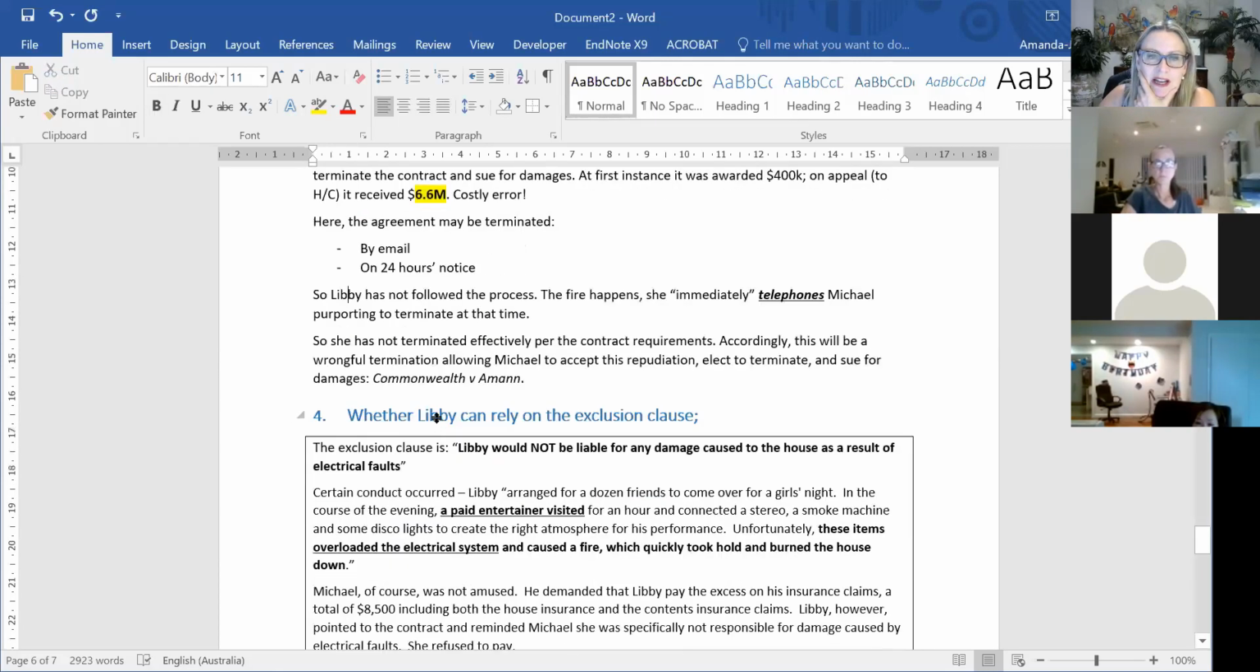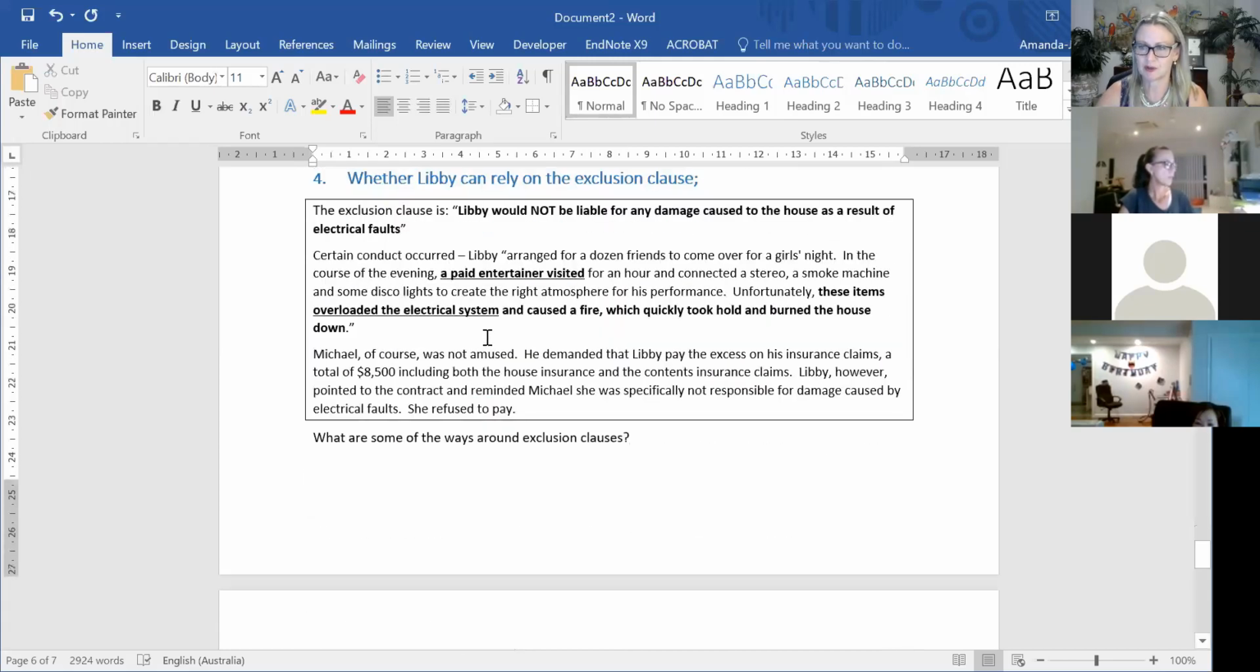Here we have the agreement to be terminated by email on 24 hours notice. She doesn't telephone him, she immediately informs Michael and purports to terminate at that time. So she hasn't terminated effectively per the contract requirements. So it'll be wrongful. Allowing her to accept that as a repudiation, she can elect to terminate and she can sue Michael for damages. He can sue her for damages. Okay? I don't think there's too much difficulty with that.